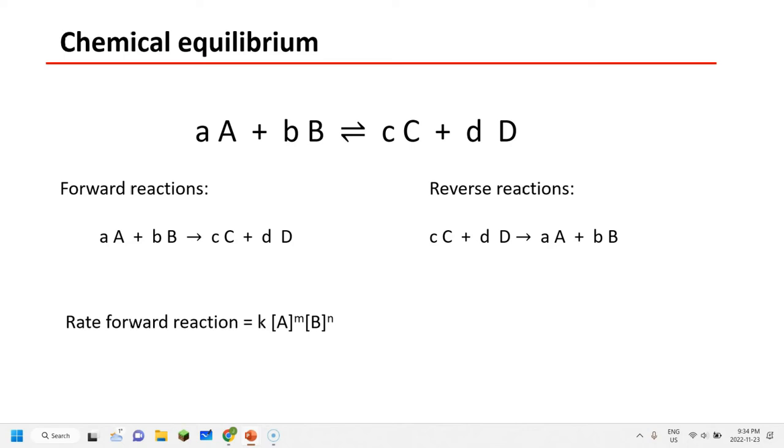And from our previous unit, we know the rate of my forward reaction will be equal to some rate law constant times the concentration of A raised to some power times the concentration of B to some power. And similarly for the reverse reaction, its rate will be equal to some rate law constant times the concentration of C raised to some power times the concentration of D. Now the key is the rate of the forward and reverse reaction are equal. Again, we'll talk about the implications of this and how we can use this concept a little later in the unit.